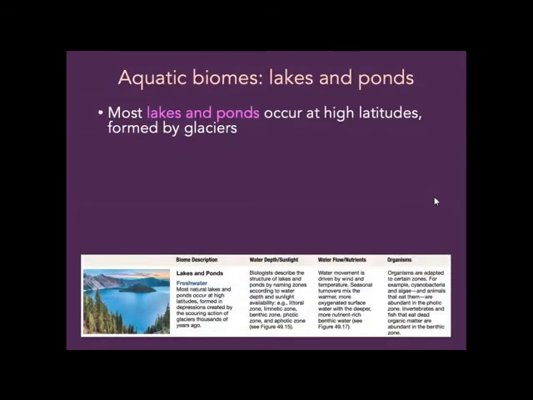All right, now we're going to do a quick run through of the major aquatic biomes. So the first one is lakes and ponds. So you know a lake and a pond when you see one. You tend to find them at high latitudes, and lakes and ponds are formed by glaciers. Okay. So glaciers kind of made an indentation in the ground as they went through, and it filled with water, and that's a lake or a pond.